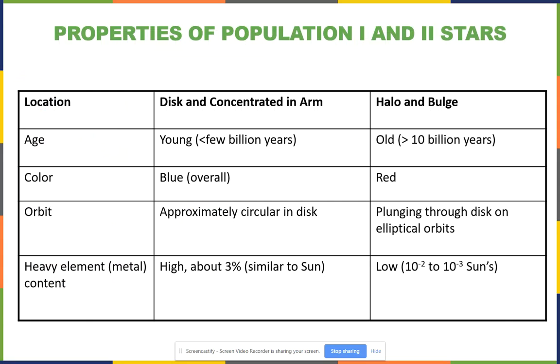So here's just a comparison of population 1, population 2 stars. Now, which one is population 1? The disk and concentrated in arm, or that's bad English. It should be concentrated in the arms, but anyway, which one is this? Is this population 1 or population 2? Right. Population 1 in the disk.